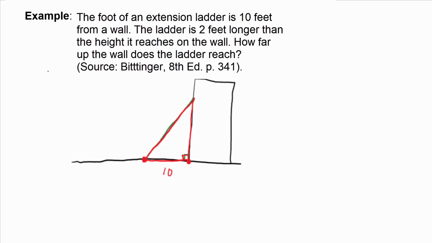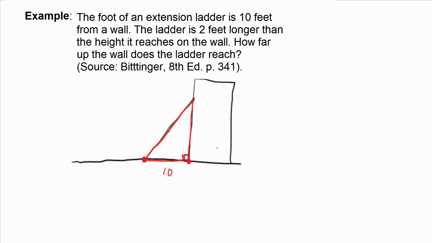It's telling you the ladder is longer than the wall, which makes sense. It has to be. If it's leaning against the wall, the ladder, the hypotenuse, has to be longer than the other vertical leg, which coincides with that part of the wall. So it's comparing the length of the ladder to the height that it reaches on the wall. So what should your unknown be?